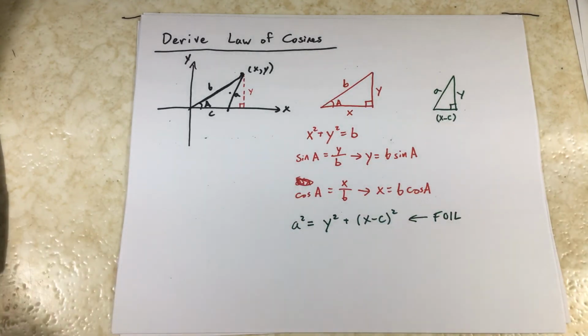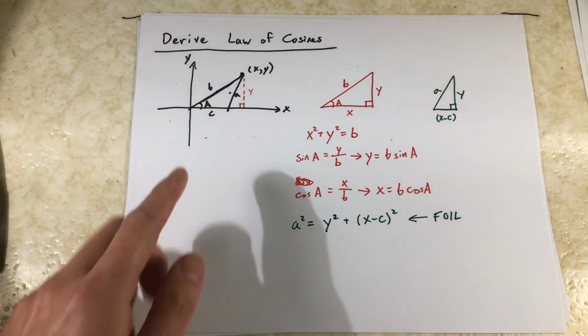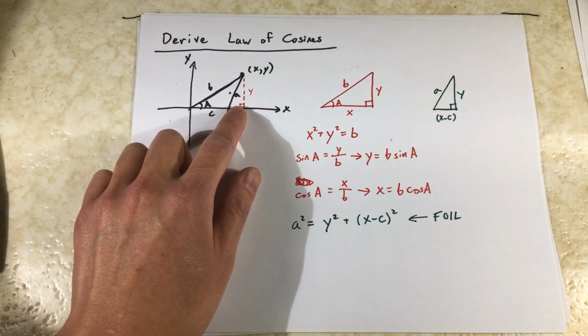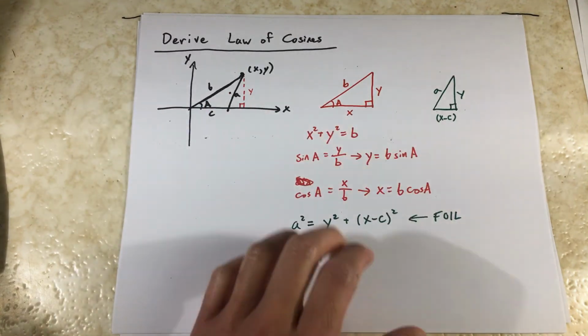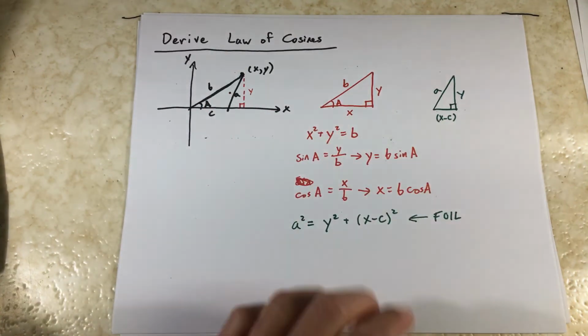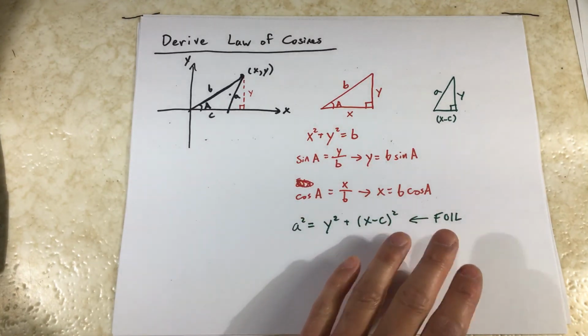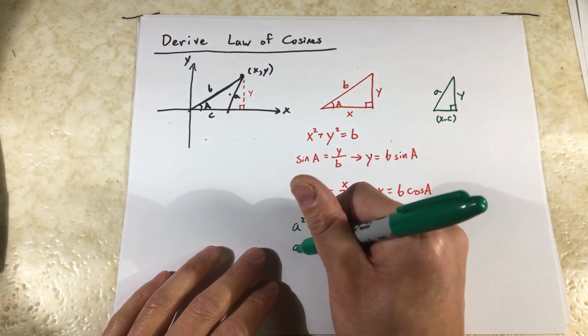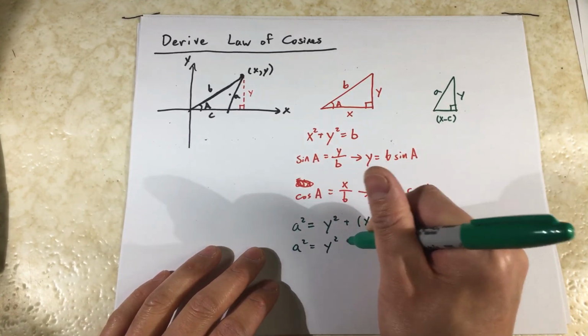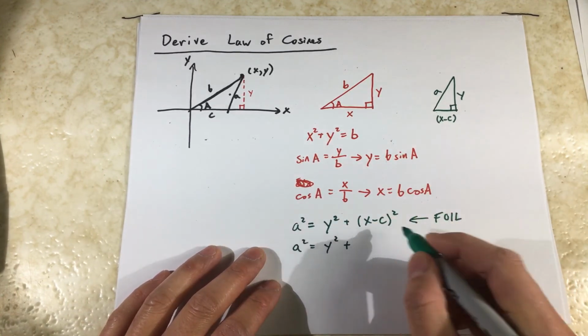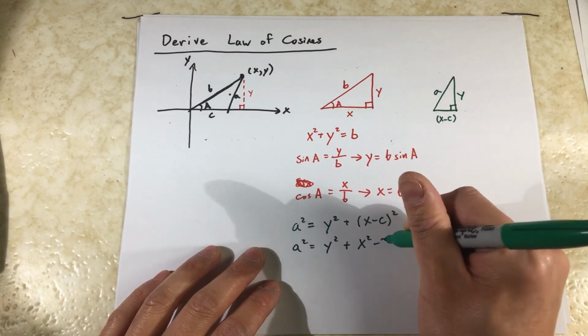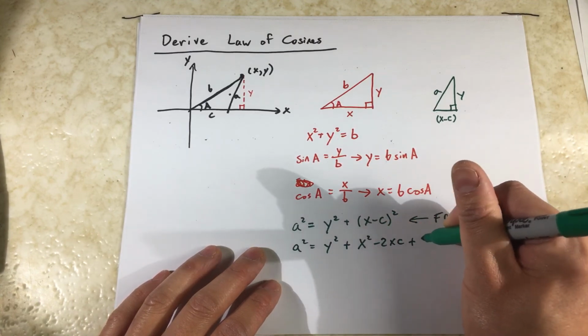So at this point, this is a really great derivation to know because it connects turning oblique triangles into a right triangle, finding the sides. This x minus c thing is good to know. Using the Pythagorean theorem, using sine and cosine, and now it has FOIL. This is a great derivation to know to reinforce all that stuff that you know. So FOIL here would be x squared minus 2xc plus c squared.